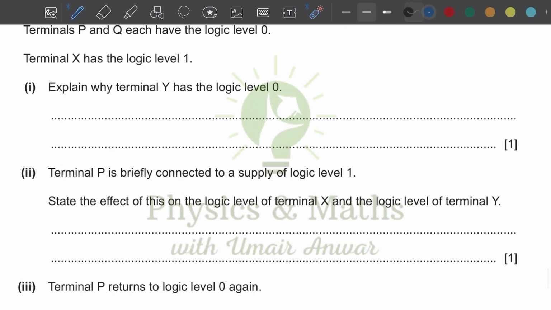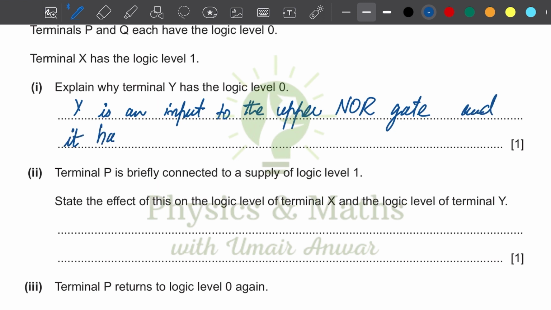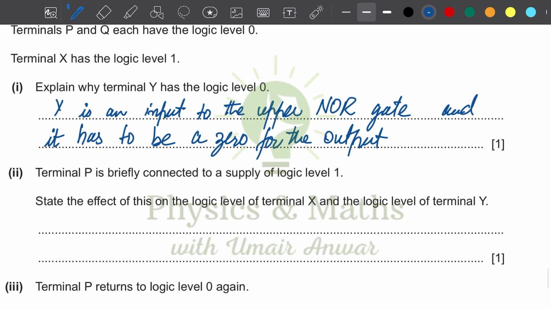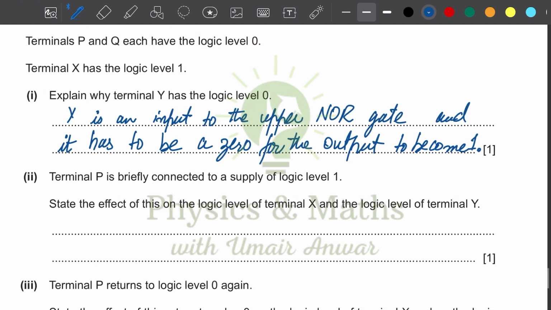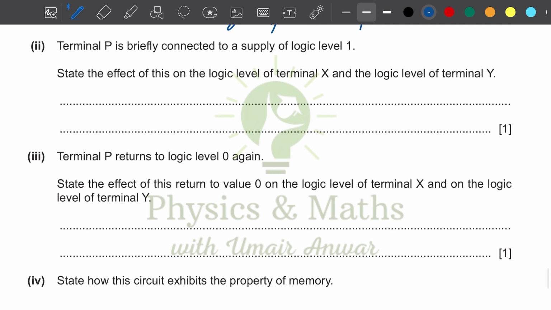So now we have to explain. I'm writing Y is an input to the upper NOR gate and it has to be a 0 for the output to become 1. So since the output of the upper NOR gate is 1, the other input also has to be 0. The next part says terminal P is briefly connected to a supply of logic level 1.